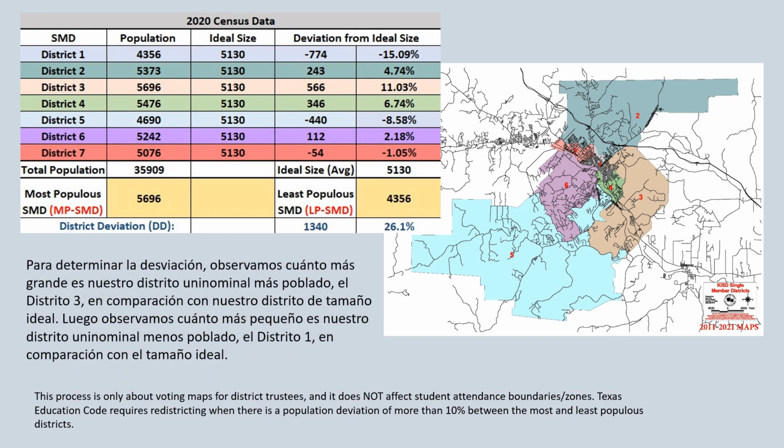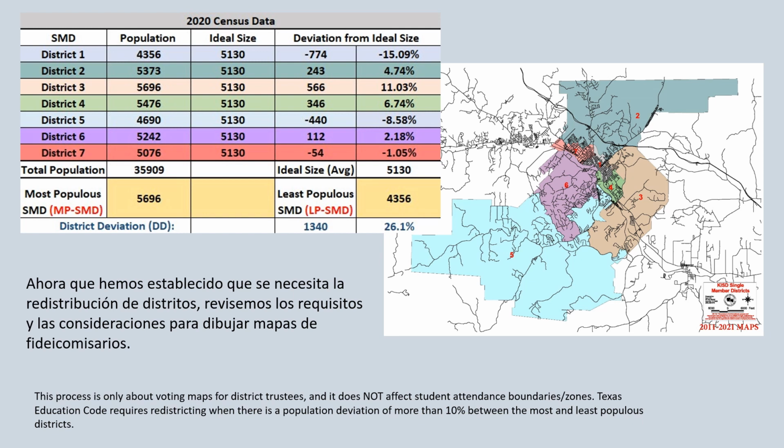To determine the deviation, we looked at how much larger our most populous single-member district, District 3, is compared to our ideal size district. Then we looked at how much smaller our least populous single-member district, District 1, is compared to the ideal size. This range represents the deviation between our most and least populous single-member districts. That's how we arrived at a deviation of 26.1%.